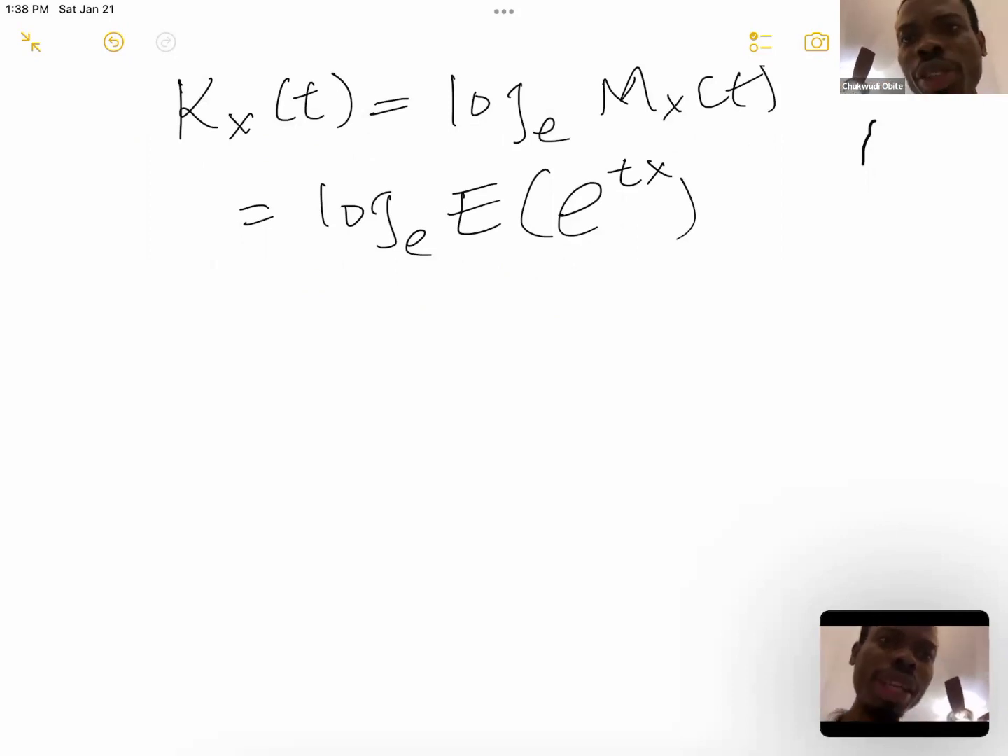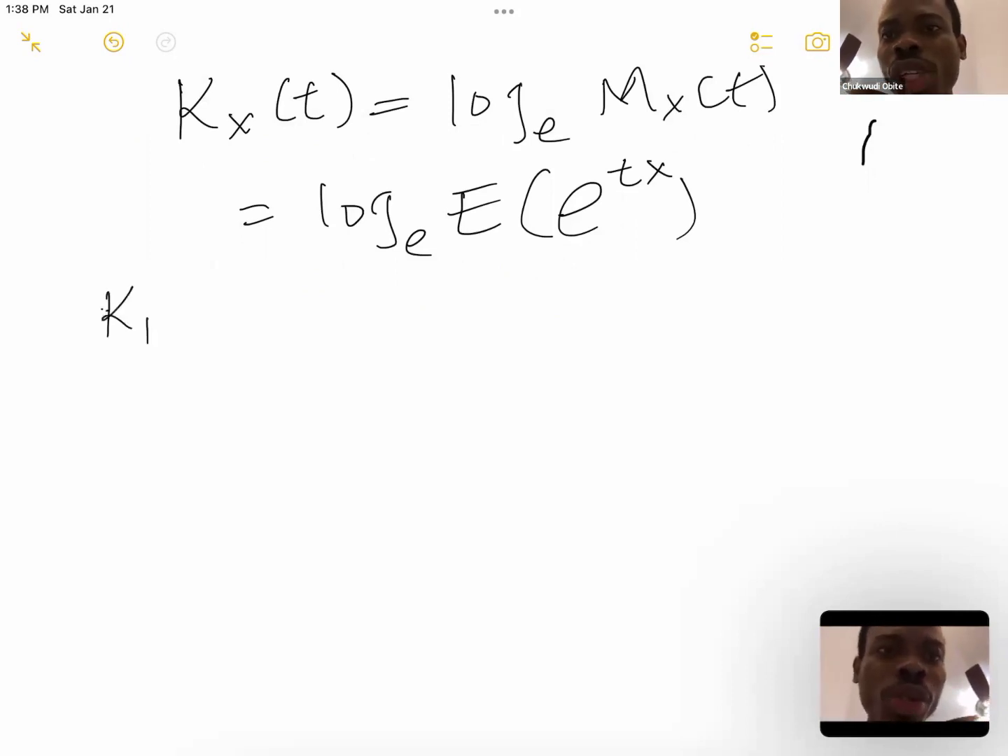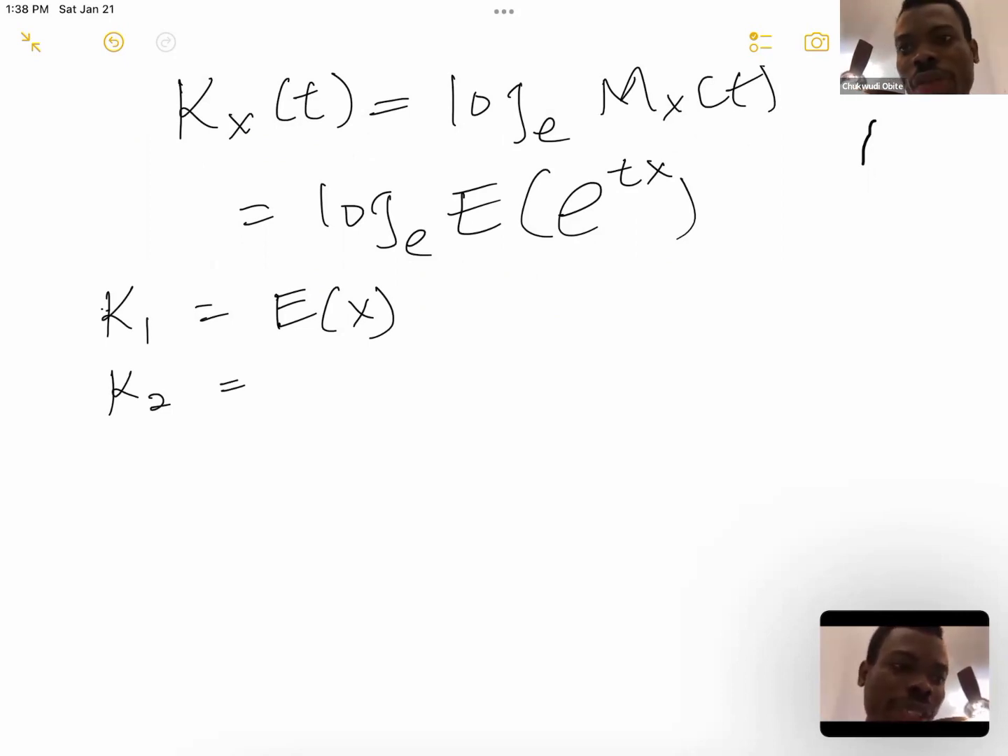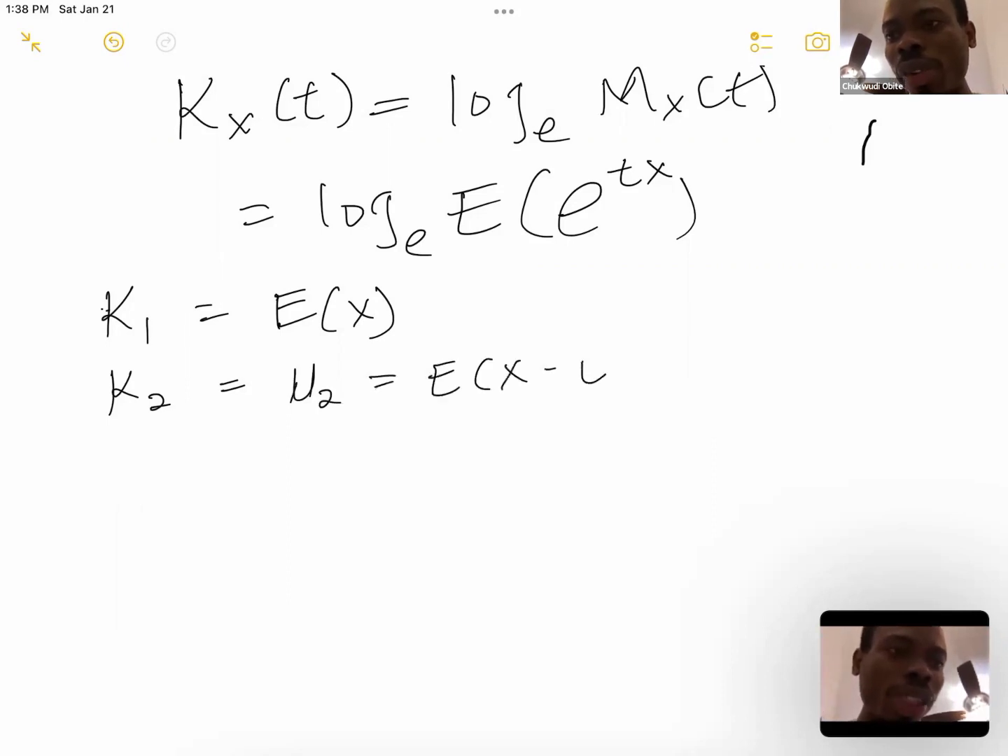I explained the first cumulant. Let me use K1 to represent the first cumulant. I said the first cumulant is the expected value of X. If you differentiate the cumulant generating function once, you get the first cumulant, which is the expected value of X. If you differentiate it 2 times, you will get the second moment about its mean, which is similar to the expected value of (X minus the expected value of X) all squared.